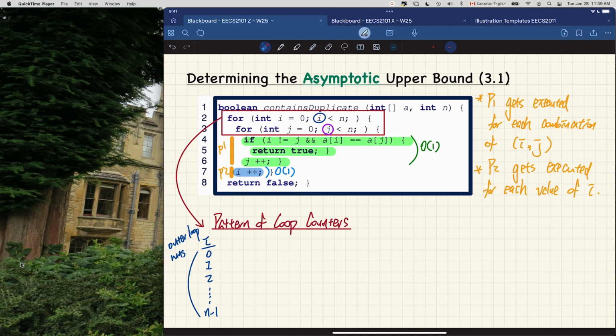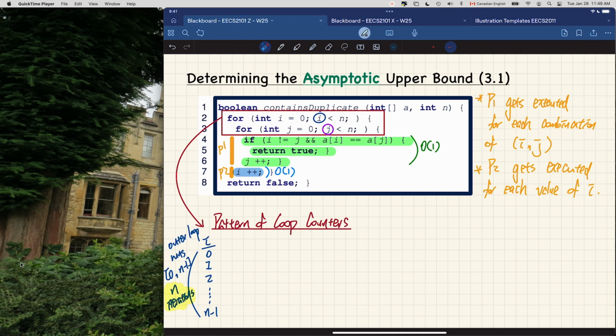The number of outer loop iterations will be how many? Here, we just get to say from 0 to n minus 1, so there are going to be n iterations. Let's highlight that right away. We got n iterations. So i will be from 0 all the way to n minus 1.